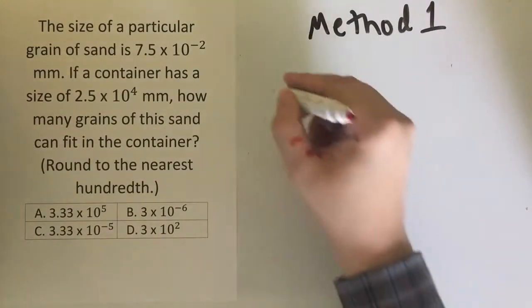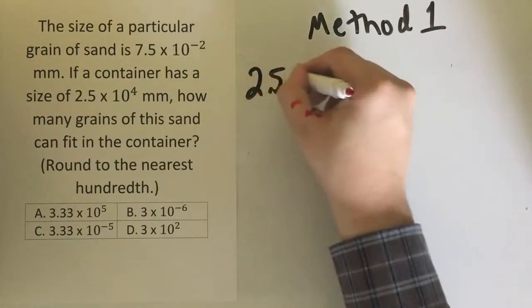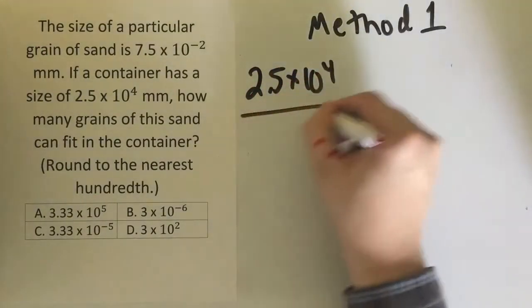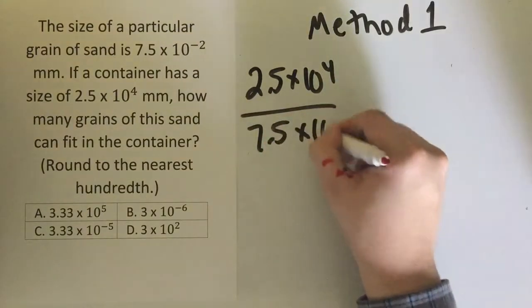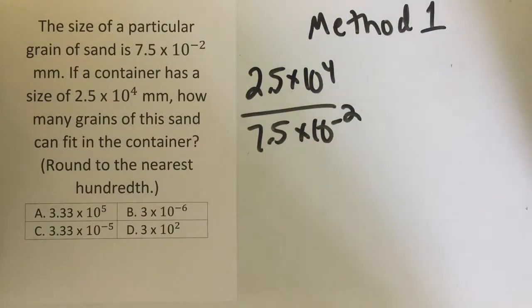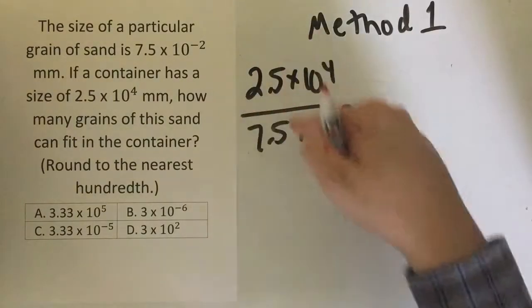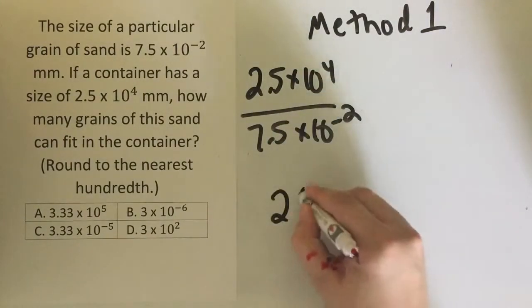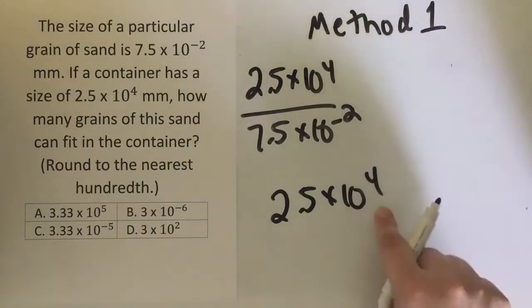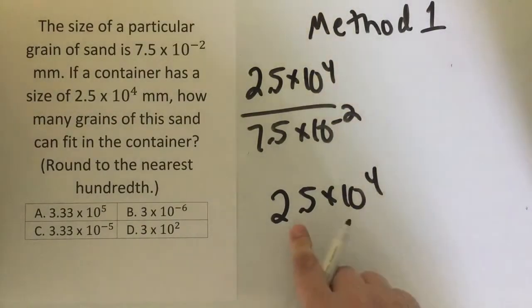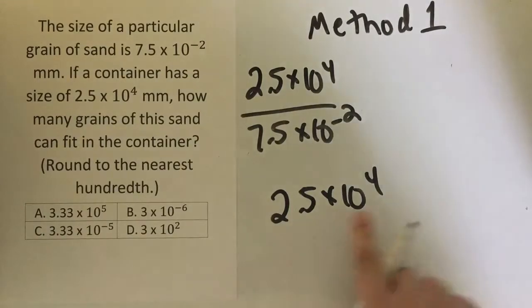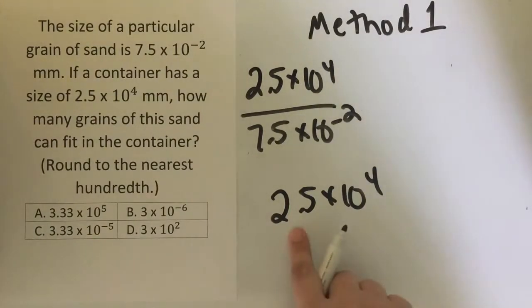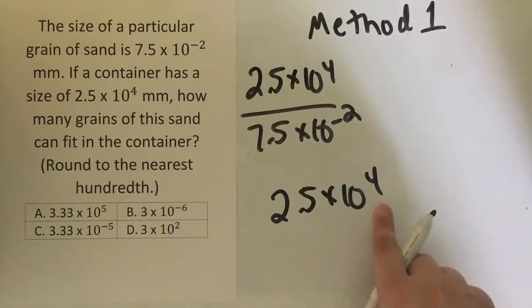As we already determined, we will be dividing 2.5 times 10 to the fourth by 7.5 times 10 to the negative second. This method takes a little longer, but it may be more simple. You need to change both of these numbers into their actual numbers. So we'll start with the 2.5 times 10 to the fourth. If the exponent on the 10 is positive, that means the decimal needs to move to the right that many spaces. So we'll take the 2.5 and move the decimal 4 spaces to the right.